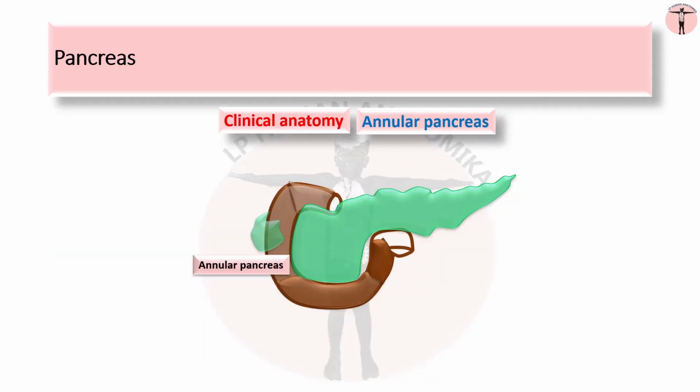Annular pancreas is a developmental anomaly in which a ring of pancreatic tissue encircles the second part of the duodenum. It may compress the second part of duodenum.